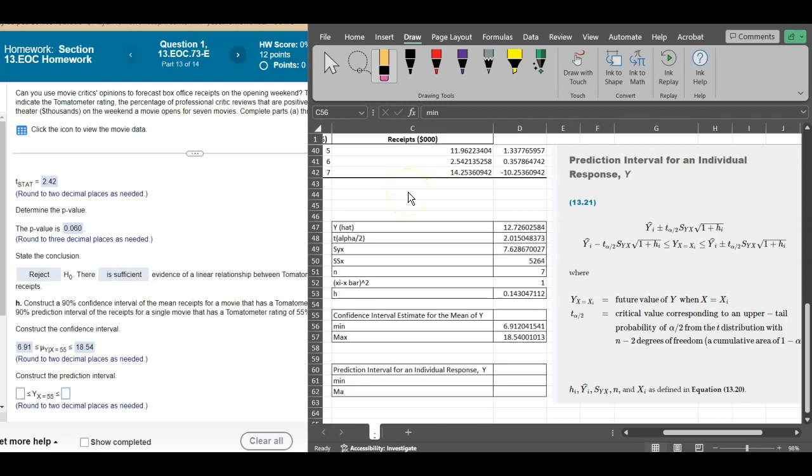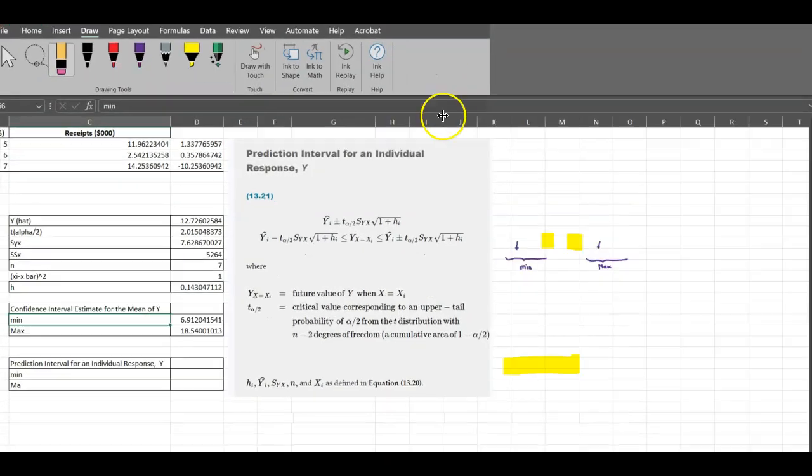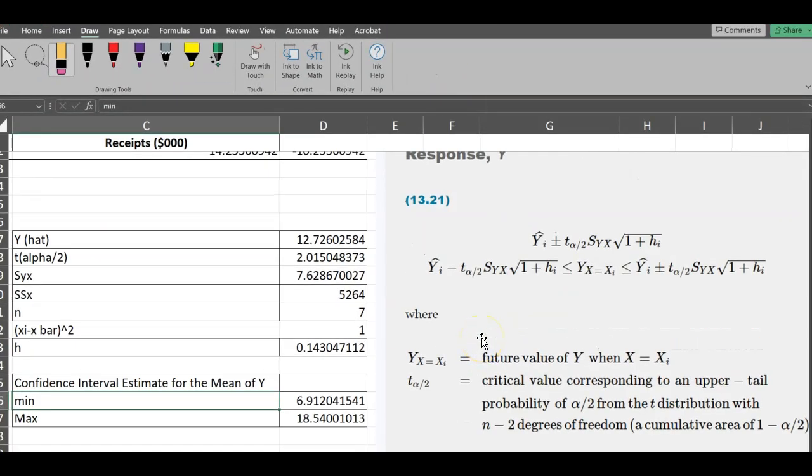Now we're gonna do the prediction interval, and we're gonna pick up literally from the confidence interval. We're gonna use almost all the same work. The only thing, the formula is changing slightly, all right? So this is your new formula.